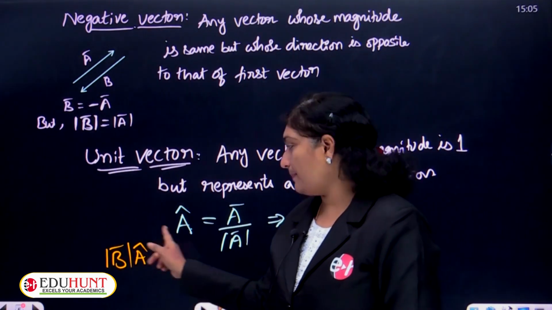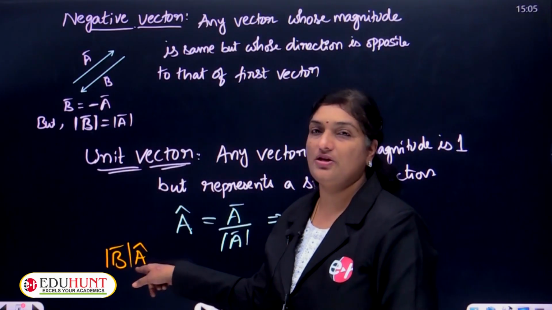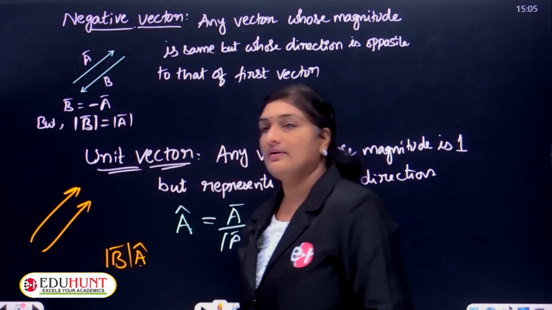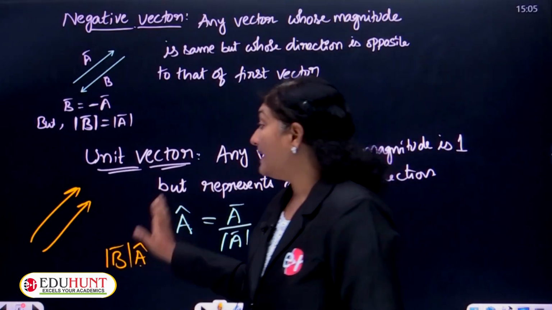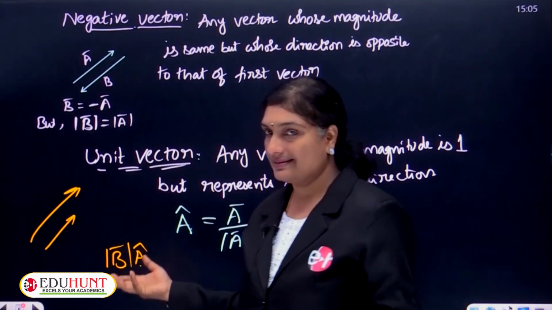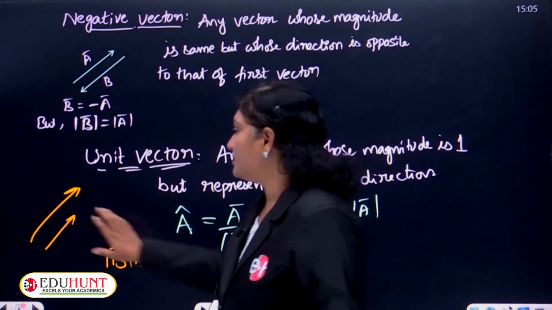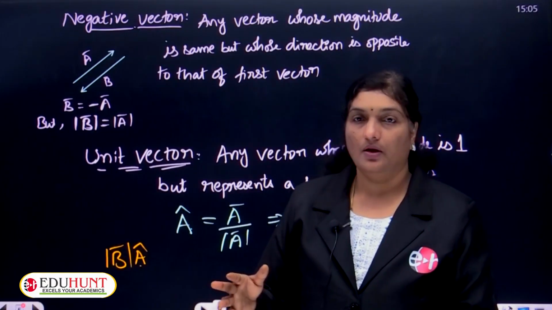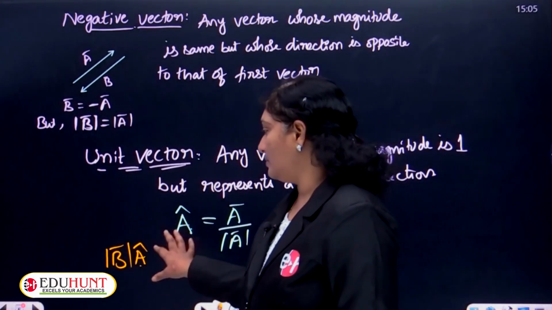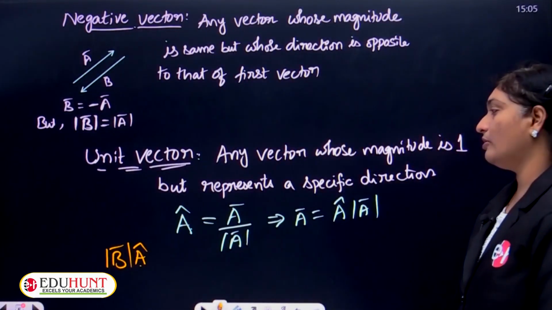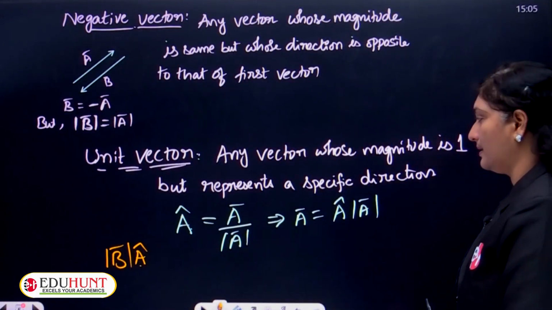B is a parallel vector because it indicates the same direction as A. Suppose A is going in this direction, this vector also goes in the same direction. But its length, the magnitude, is different. So something like this or more than that or less. So B bar is a parallel vector to A, and the vector is given by the magnitude of B bar times A cap.